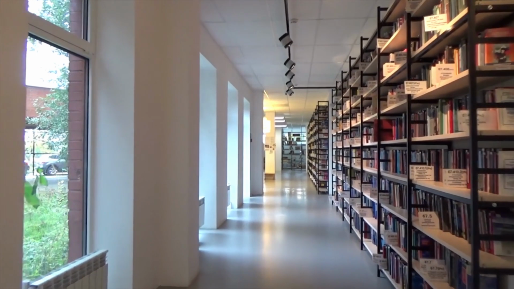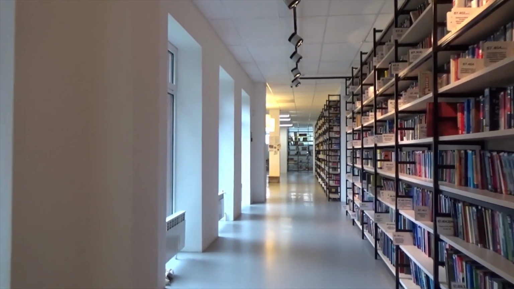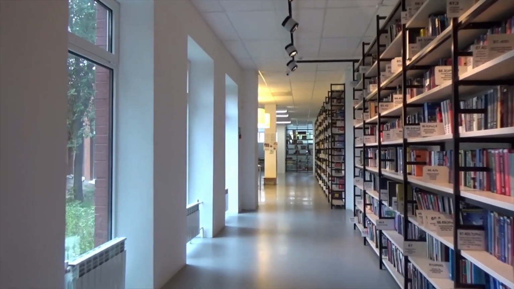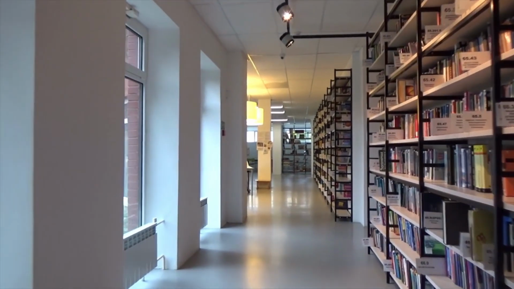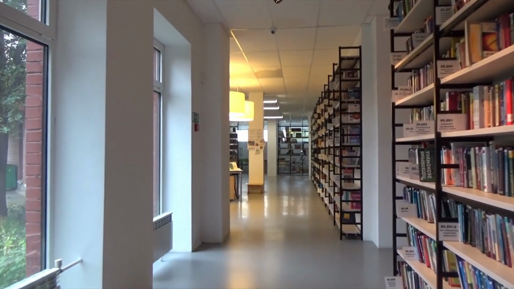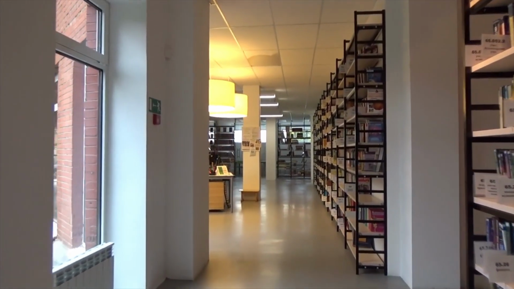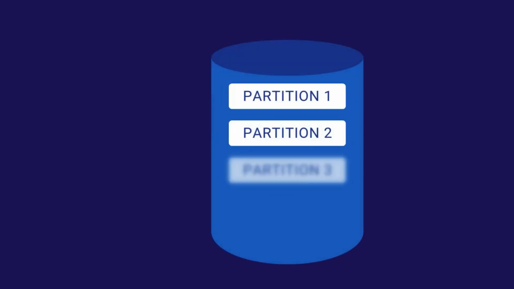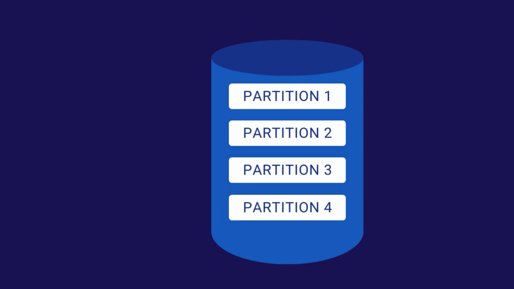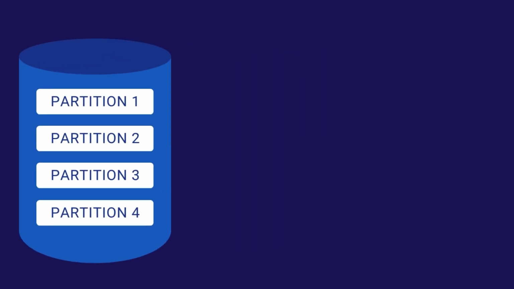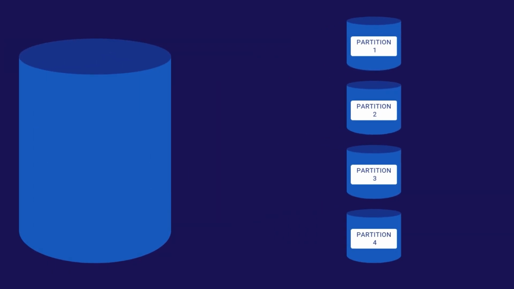If you only have a handful of books, you can store them all in one room. But as your library grows to millions of books, you need to spread them across different rooms or even different buildings. Each room, or in our case, each partition, contains a subset of the data. This approach is necessary for scalability. A single machine has limits in terms of storage and the amount of requests it can handle at once. So partitioning lets you distribute both the data and the workload across multiple machines.